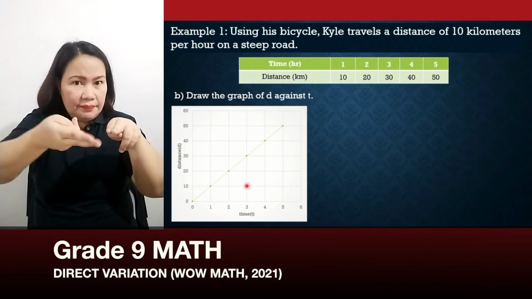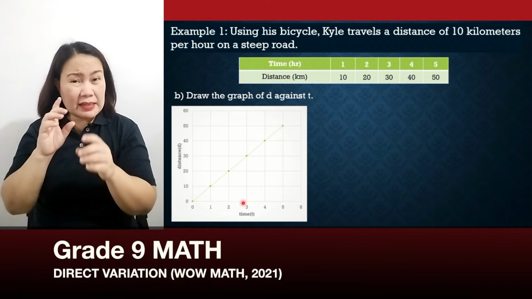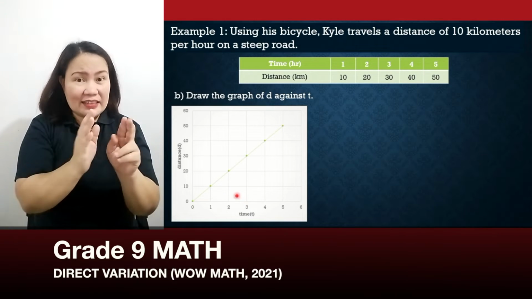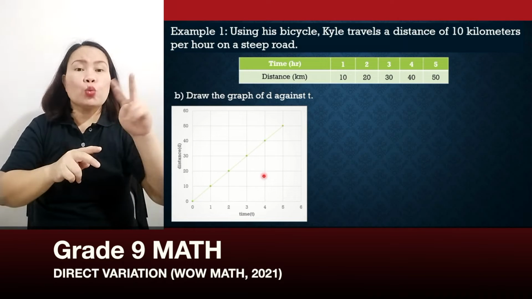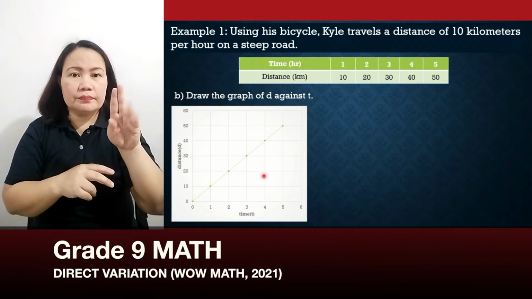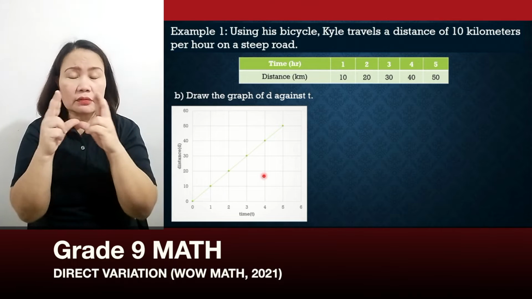In fact, as the time or number of hours is doubled, the distance traveled is also doubled. So that is the relationship of direct variation.